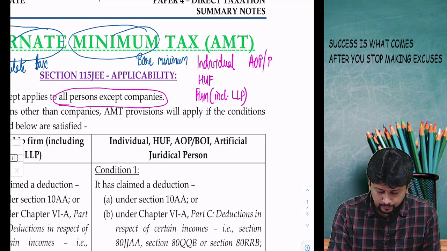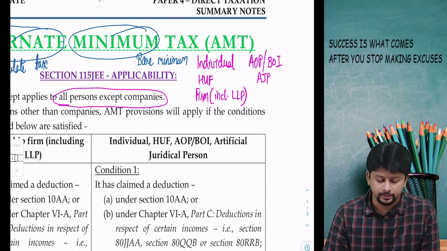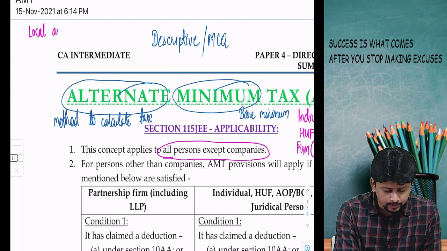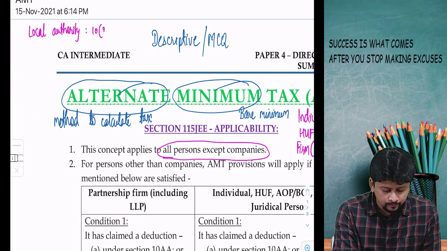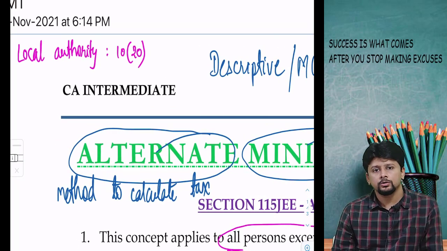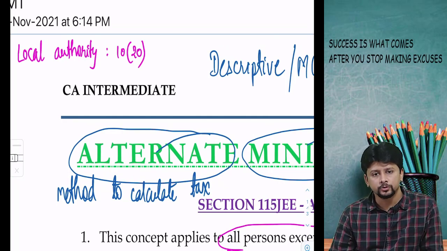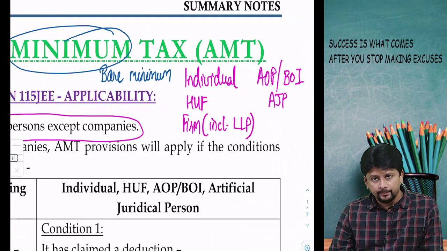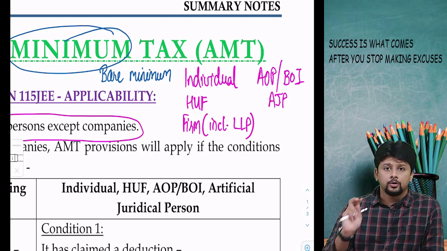Association of person, body of individual covered, artificial juridical person is covered, local authority is not covered. The reason is very simple. At CA final you will study that local authority's income is fully exempt under section 10 clause number 20. So a local authority is not required to pay any tax only. So there is no question of an alternate method. Tax is only not supposed to be paid. So this concept is applicable to everybody other than company. Companies are not covered by this concept. Rule number 1. Rule number 2.